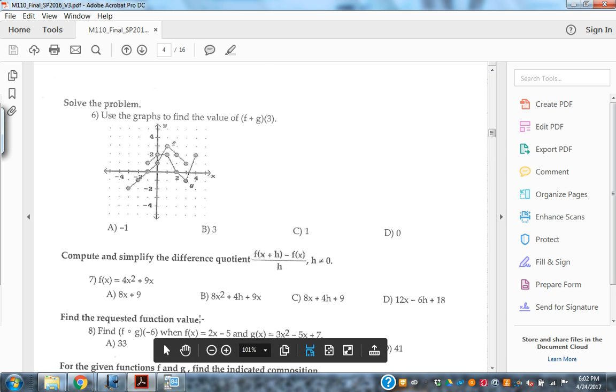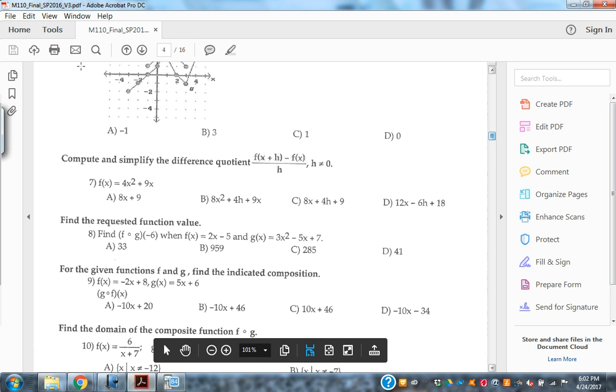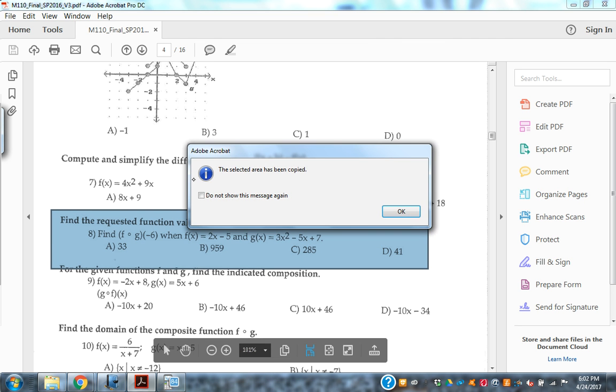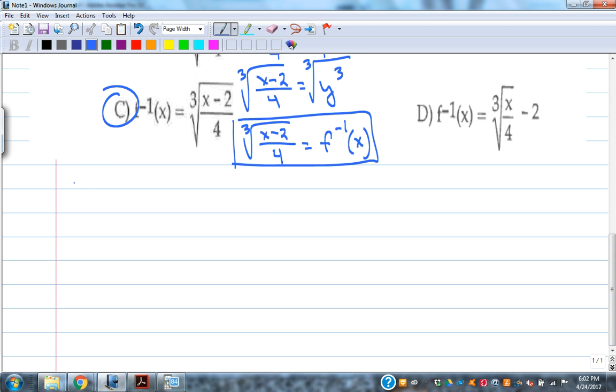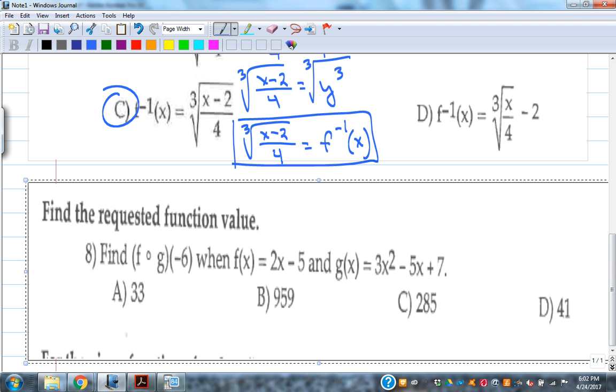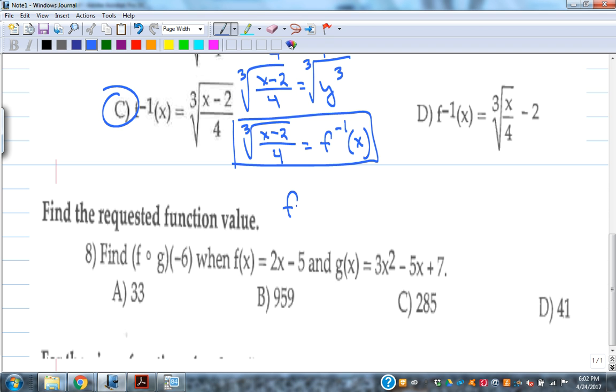Number 8. All right, so function composition, what we're dealing with there. And this one, they're nice enough to give you a number that they want you to work out. Okay, so when you've got a number there to work out, that just means I want f composed with g of -6. What that means is take g of -6, get its answer, and put it into f.